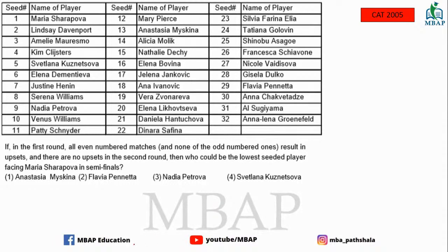What they're saying is all even numbered matches result in upsets. Now, match number 1 is going to be played between 1 and 32. That means 1 is an odd number, so that is not an upset. So the result of match 1 is player number 1. Now what I'm doing is quickly writing down alternate numbers, odd numbers.